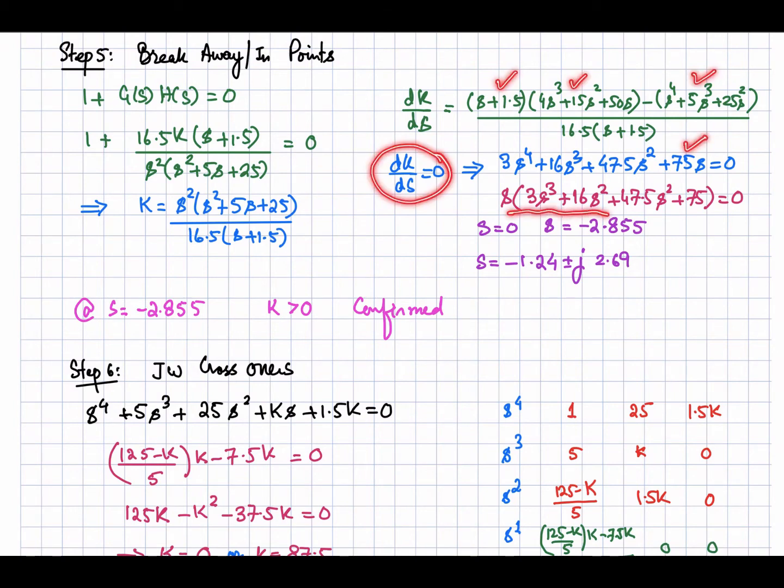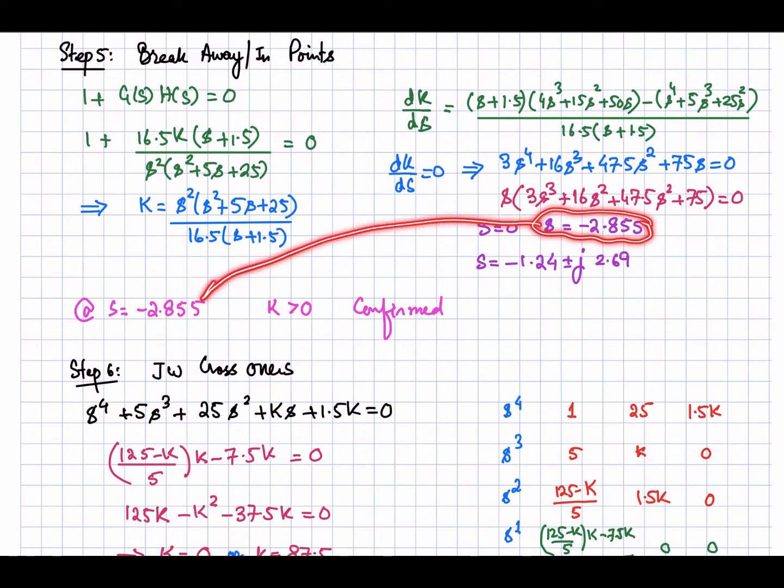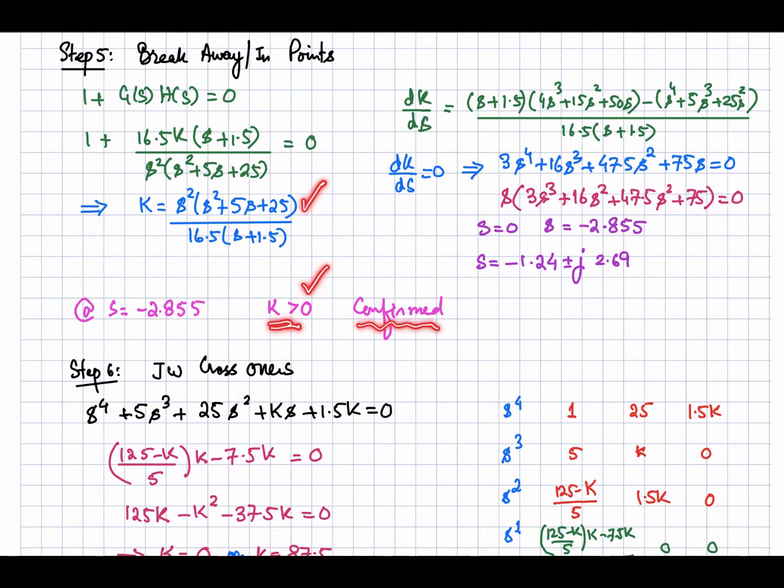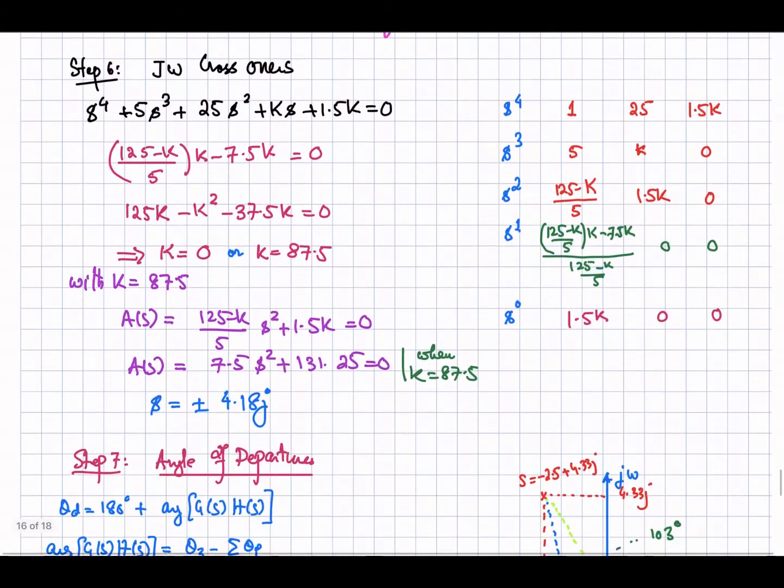So from here, if we calculate the roots, one root will be at 0, and this will be the real root, and there will be a complex pair of roots. So these are the breakaway or the break-in points. Now if we look at this value over here, if we take this one and calculate the k using this expression, k will be greater than 0, so it is the confirmed breakaway point, that is at minus 2.855.